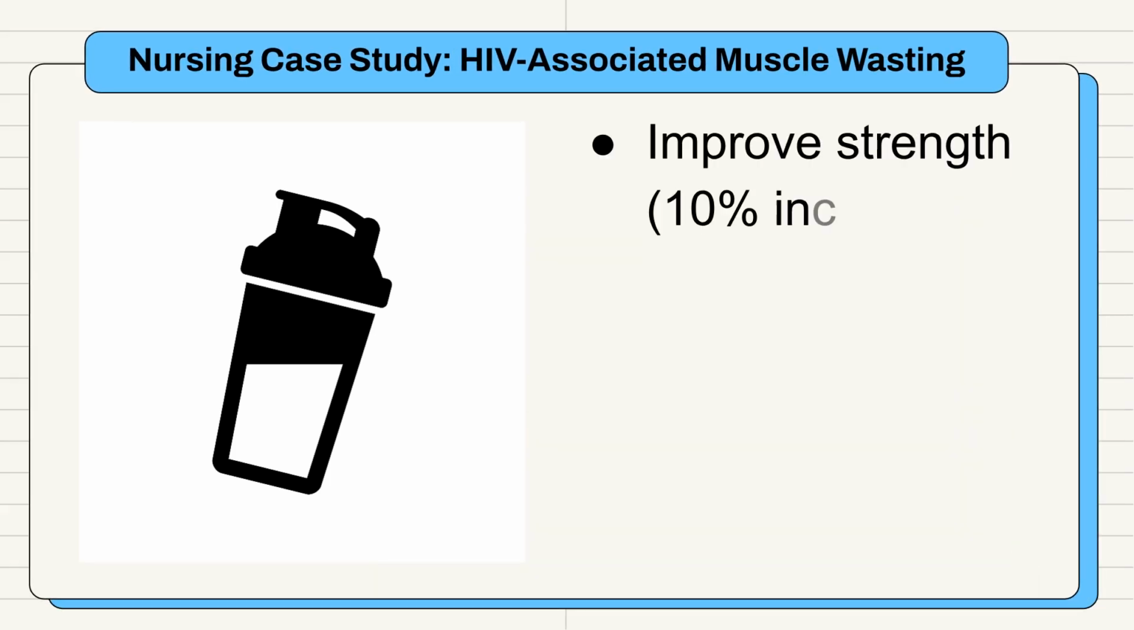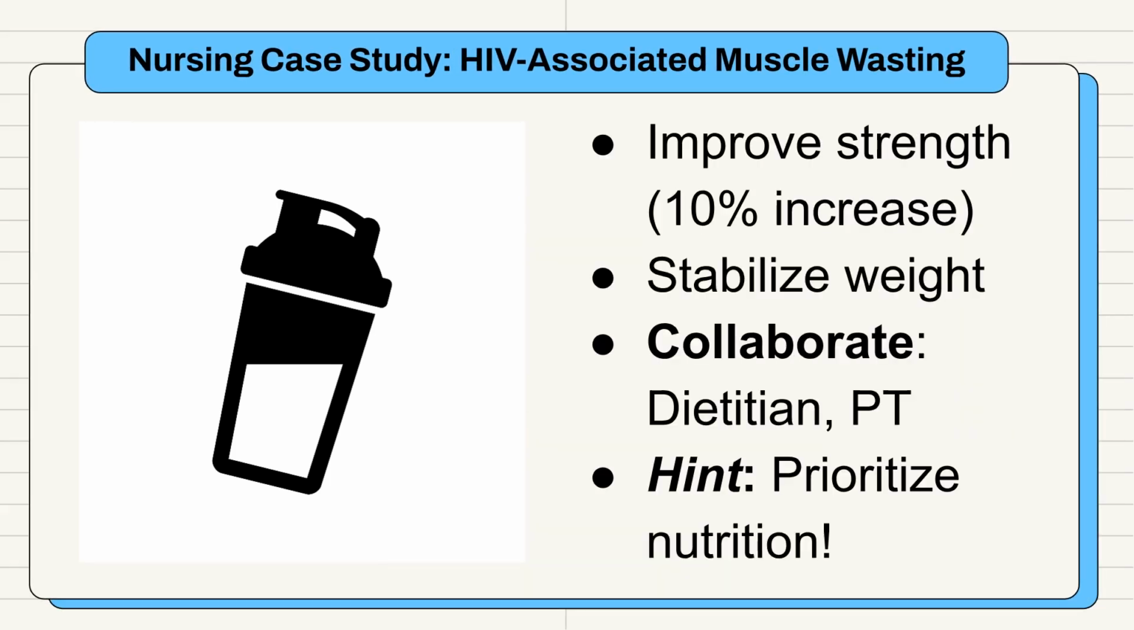Now, planning. Your goals are measurable and patient-centered. Aim to improve muscle strength, like increasing grip strength by 10% in 4 weeks. Another goal is to stabilize weight and ensure adequate nutrition. Prioritize collaboration with dietitians and physical therapists. For example, plan for a high-protein diet to combat muscle loss and a tailored exercise program to boost strength. For NCLEX, always think ABCs: airway, breathing, circulation. But here, nutrition and mobility are key to prevent further decline.